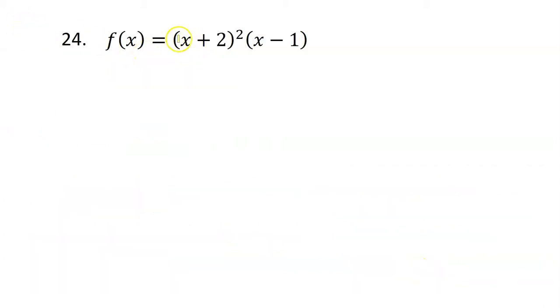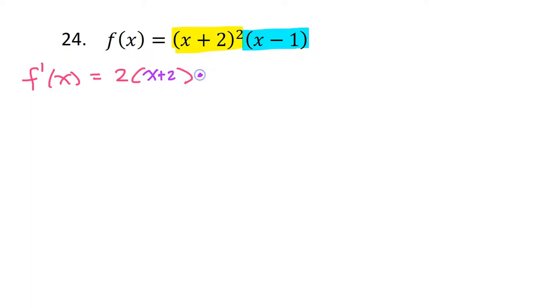For number 24, we will have to use the product rule. So this will be our first factor, and this will be the second factor. We will start off by taking the derivative of the first factor. So that 2 is going to come in the front. And we have this inner function of x plus 2.